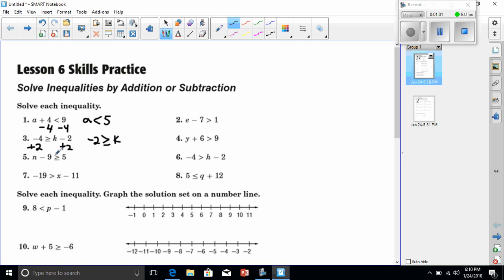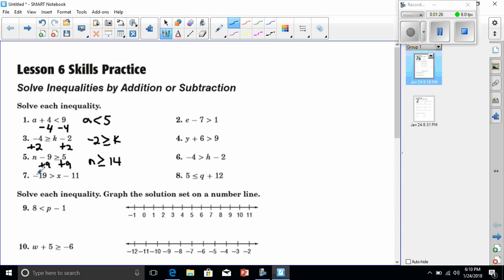Number 5 says n minus 9 is greater than or equal to 5. So we're going to get rid of the negative 9 by adding 9 to this side. And that means we get to add 9 to this side. And now I have n by itself. The symbol stays the same, greater than or equal to. And 9 plus 5, well, that's going to give me 14.